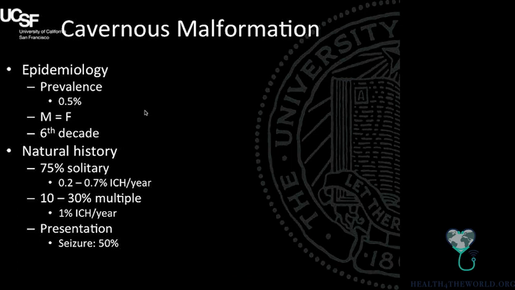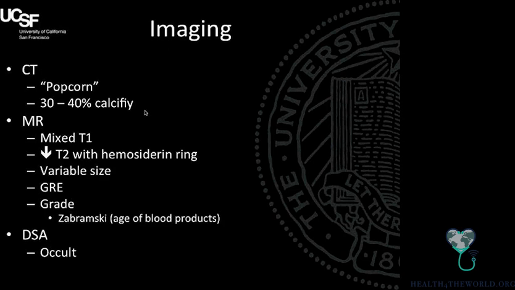So these are, again, now a little more common. We'll back up to a prevalence of almost 1% in the population, equally affecting men and women. It's primarily within the 5th or 6th decade, so patients in their 50s. Most are solitary, and their bleed rate is on par with a lot of types of small aneurysms. If multiple, your ICH rate will go up a little bit, and most of these manifest as seizure as opposed to any other type of thing.